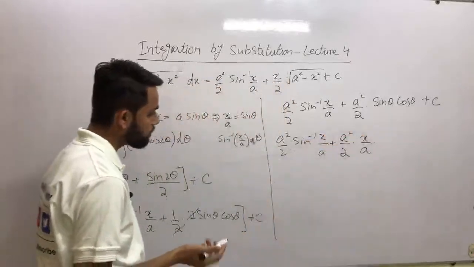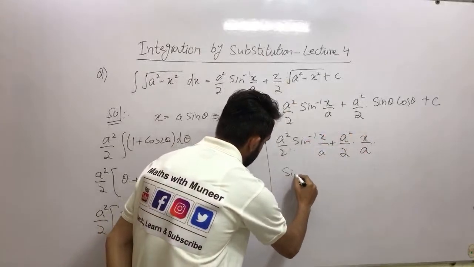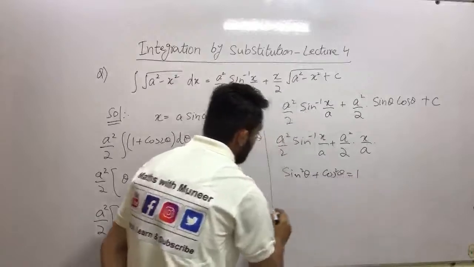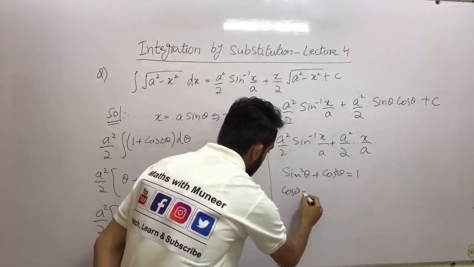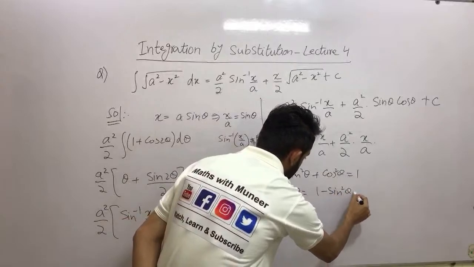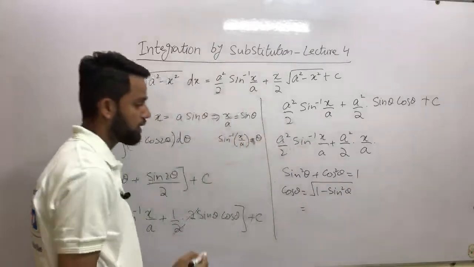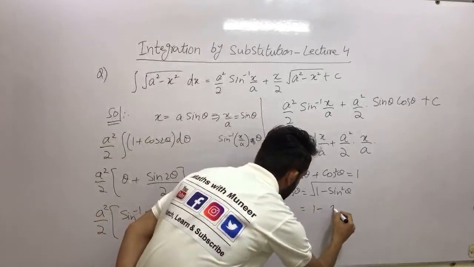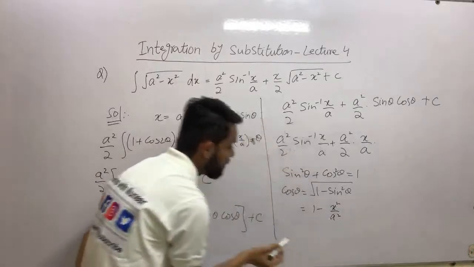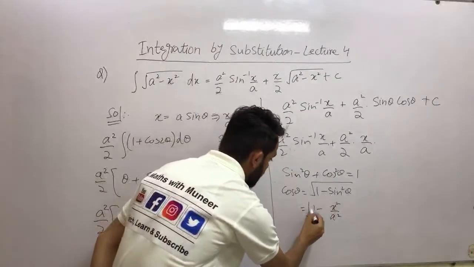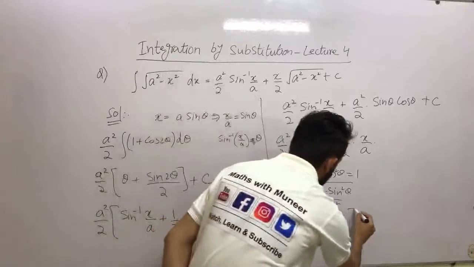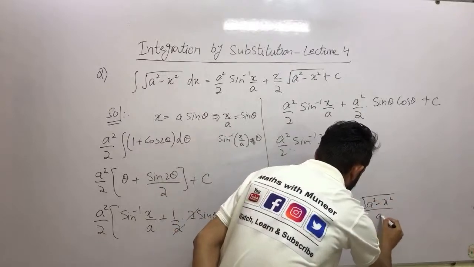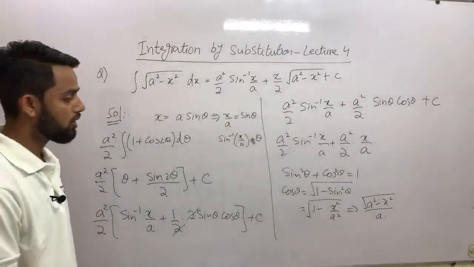Okay, and how are we going to do that? Let me do it for you. Sine square theta plus cos square theta equals 1. So cos theta would be equal to the square root of 1 minus sine square theta. Okay, you have the value of sine theta, which is x over a. So 1 minus x square over a square. Why square? Because we have a square over here. Okay, so this is the square root. So once you evaluate it, it would be the square root of a square minus x square over a. So this is basically the value of cos theta.